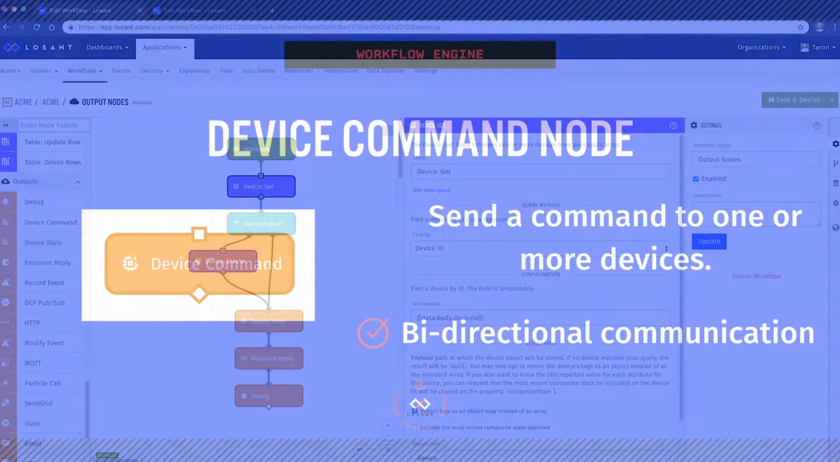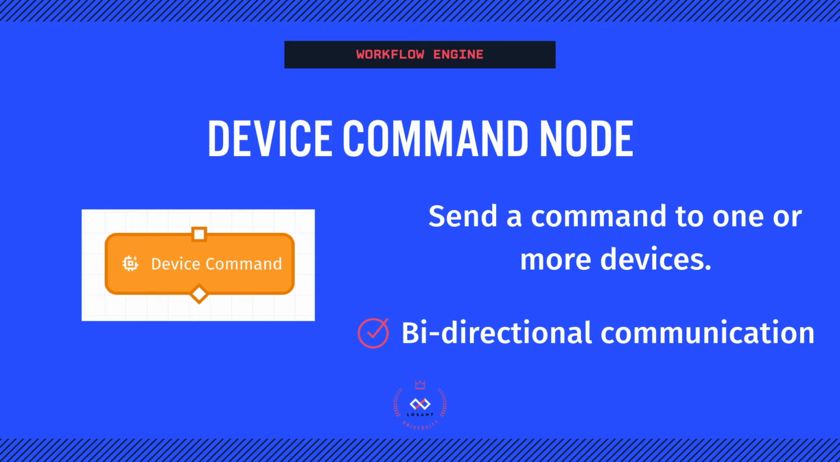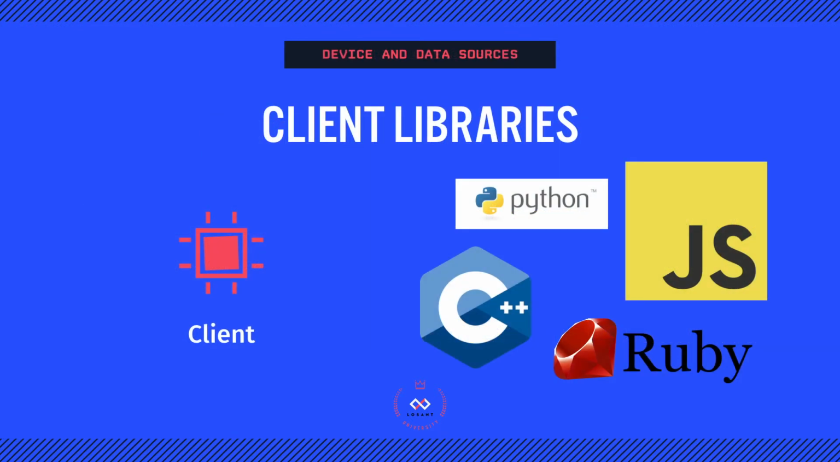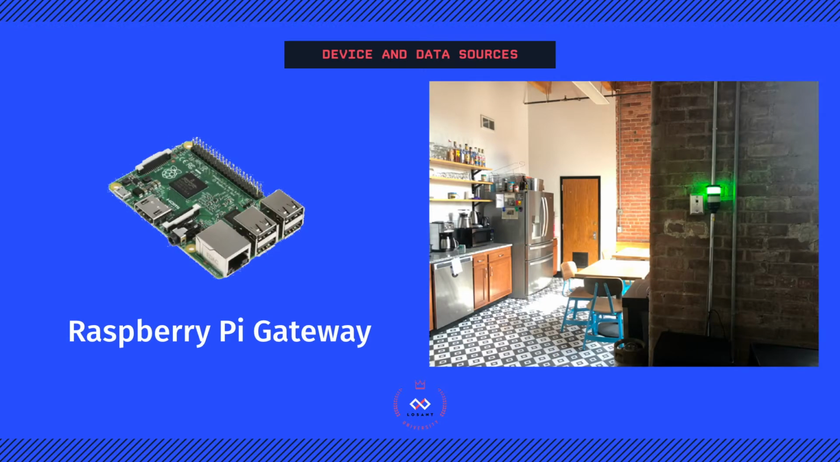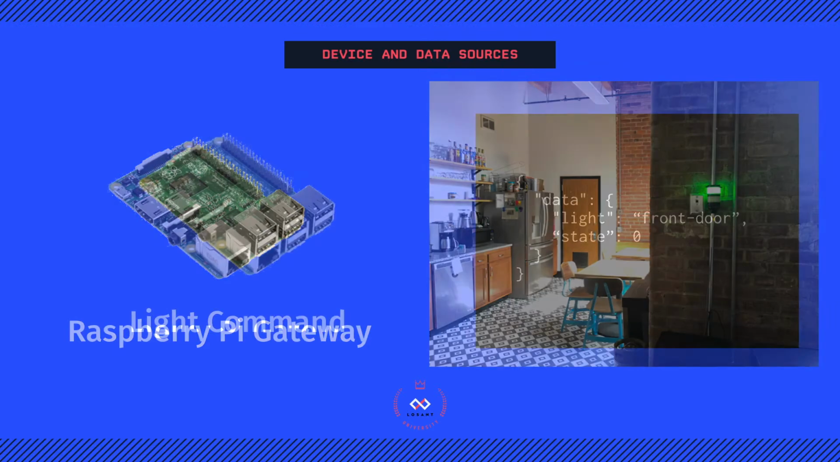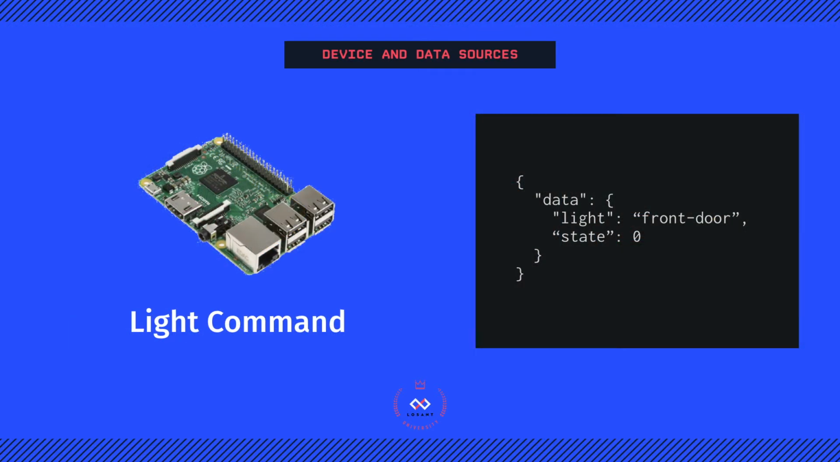So let's move on to our next output node, the device command node. In the devices course, we talked about device commands. Using the LoSANT MQTT libraries, devices can listen for commands from LoSANT and act upon them. So, as an example, in LoSANT's office, all of our lights are controlled by a Raspberry Pi we've set up as a gateway. This gateway is listening to LoSANT as a device and ready to receive commands.